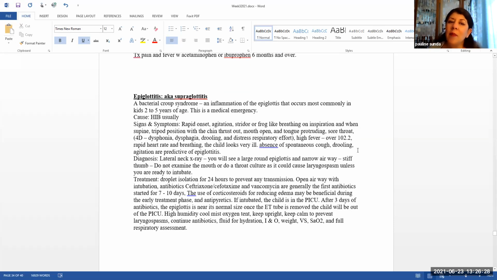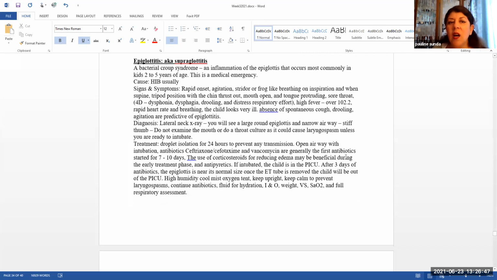Next, we're going to talk about epiglottitis or supraglottitis. This is a type of croup. It is a bacterial croup syndrome. It's an inflammation of the epiglottis that occurs mostly in children anywhere in between 2 and 5 years of age. This is considered a medical emergency, most often caused by HIB.